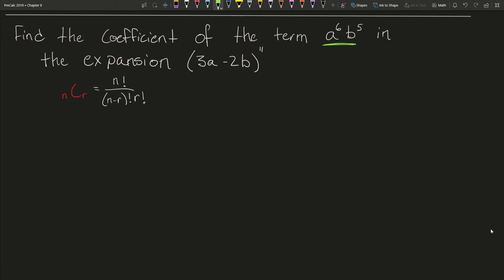All right, so it'll start a to the 11th. Sorry, yeah, a to the 11th. And then a^10 b, a^9 b squared, a^8 b cubed, and so on, until a to the 6th. I guess there's just one more, so I'll write it.